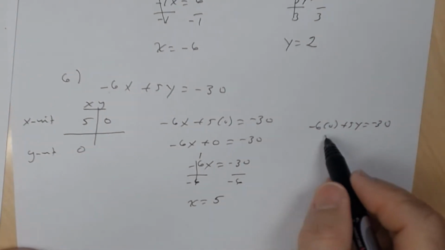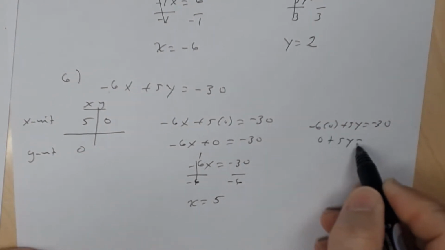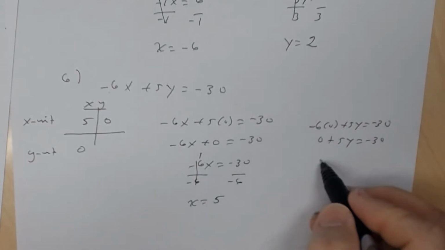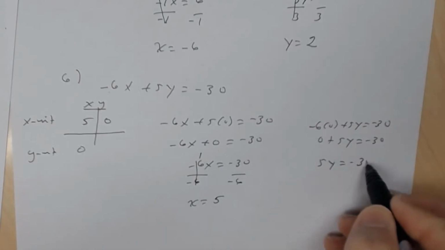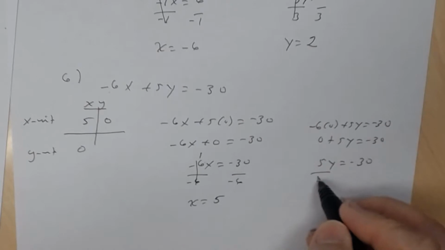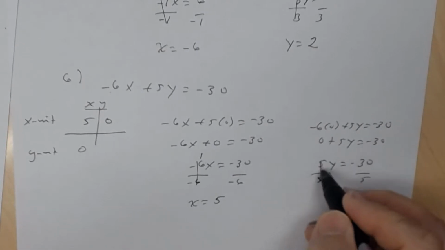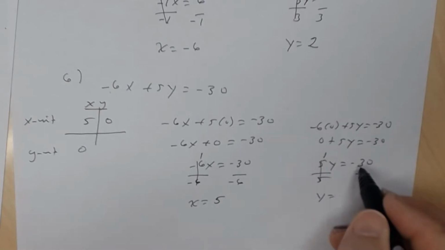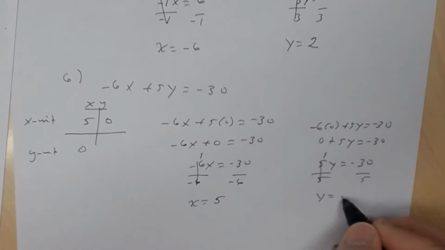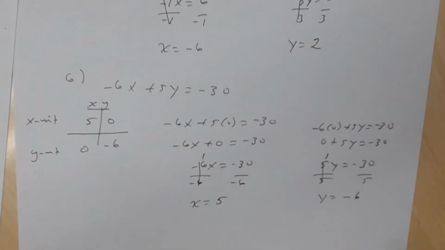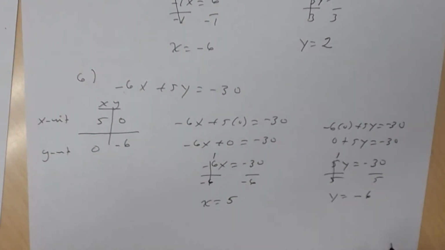Negative 6 times 0 is 0, so I get 0 plus 5y equals negative 30. 0 plus 5y is 5y, so I get 5y equals negative 30. And then to get y by itself, I want this to be a coefficient of 1, so I'm going to divide both sides by 5. 5 divided by 5 is 1, 1 times y is y, and negative 30 divided by positive 5 is negative 6. So I get the point (0, negative 6) for the y-intercept.